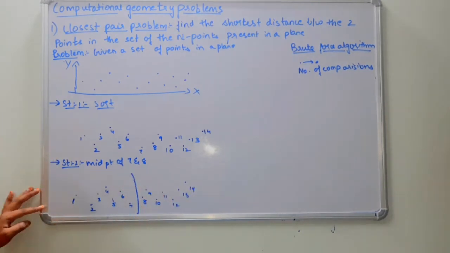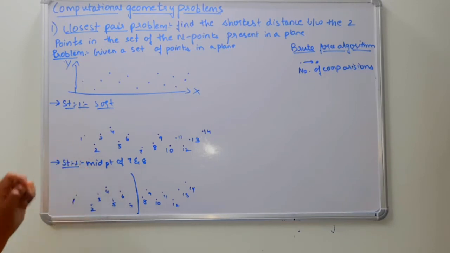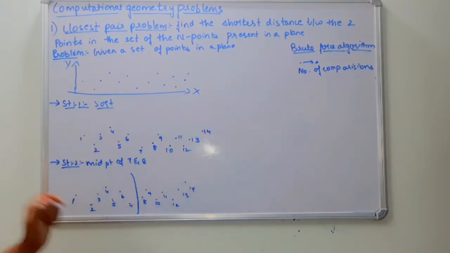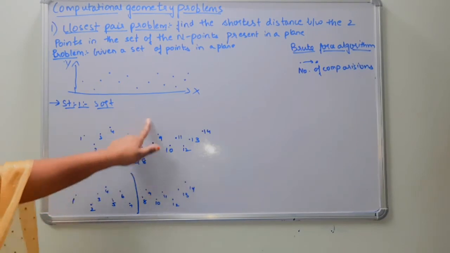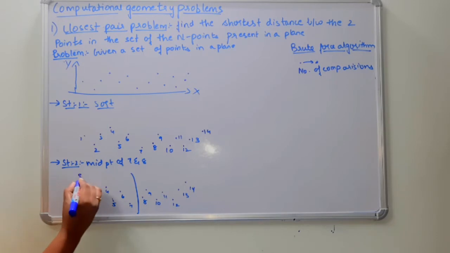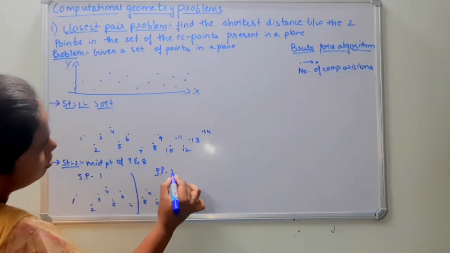Okay, we have to divide this problem into the 2 sub-problems. By how we have to divide? We have to first find out the midpoint in the plane. What is the midpoint? How many numbers are present? 14 divided by 2 is 7. So we have to cut the problem in between the 7 and 8. This is known as sub-problem 1 and this is known as sub-problem 2.